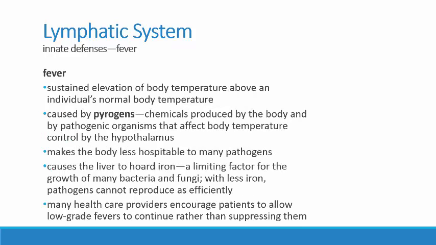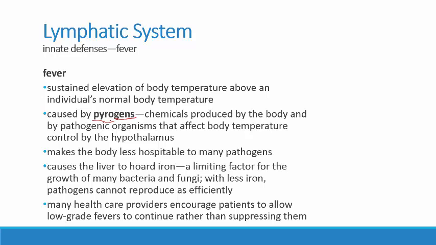Okay, so the last of these second-line defenses is fever. Fever is the sustained elevation of body temperature above whatever an individual's normal body temperature is. So if we think of normal body temperature as being 98.6 degrees F or 37 degrees Celsius, then it's anything higher than those kinds of numbers. Now, fevers are brought on by a class of chemicals that are referred to as pyrogens. Gens means generating or making. Pyro, fire. Think pyromaniac, or pyrotechnic displays.